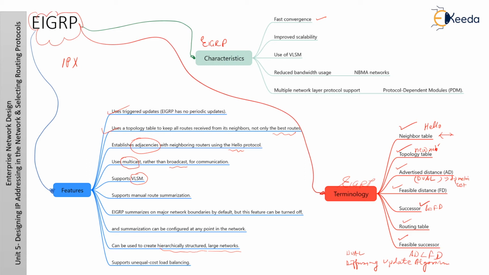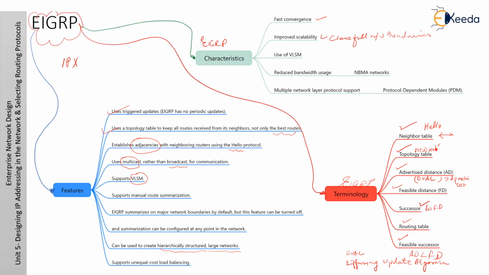Then come to scalability. The ability to manually summarize also improves scalability. EIGRP summarizes routes on classful network boundaries by default. So this is one thing you must remember. Automatic summarization can be turned off and manual summarization can be configured at any point in the network, improving scalability and network performance because the routing protocol uses fewer resources.